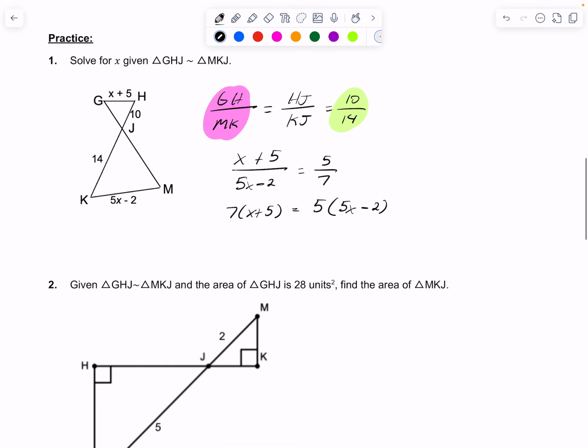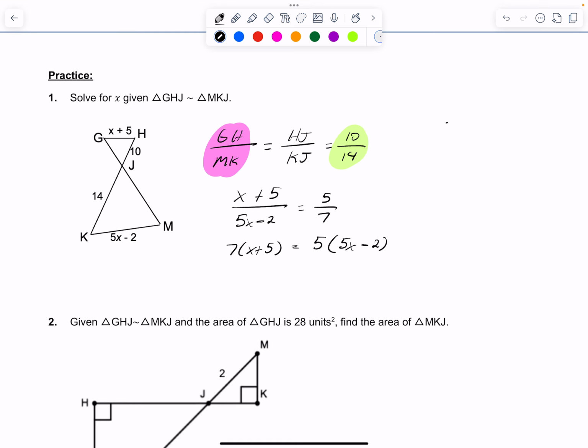So that's gonna be, I'll keep going up here, 7x plus 35 equals 25x minus 10. Moving the 7x to the right side with subtraction, I get 25x minus 7x is 18x. And moving the minus 10 over with addition, I get 45. All right, so x is going to be equal to 45/18. And if you look, both of those numbers can reduce, right?